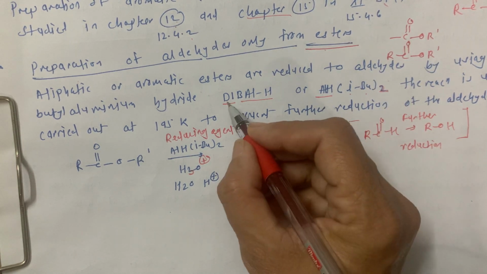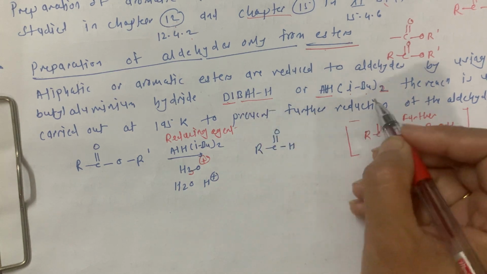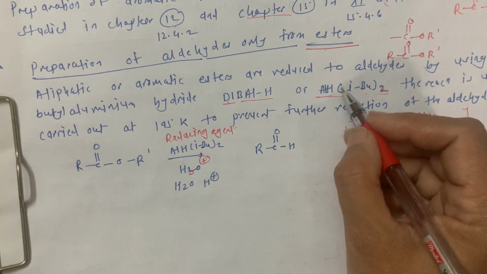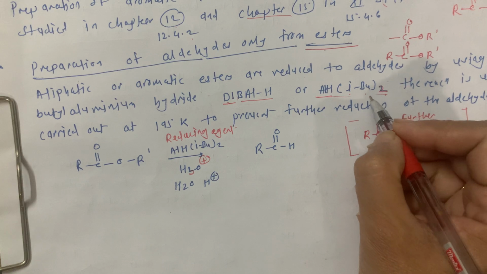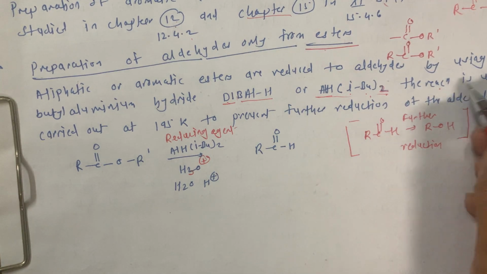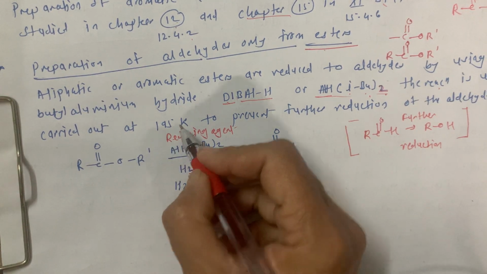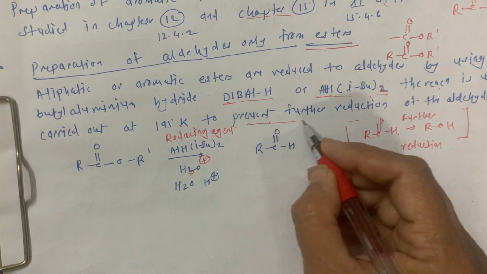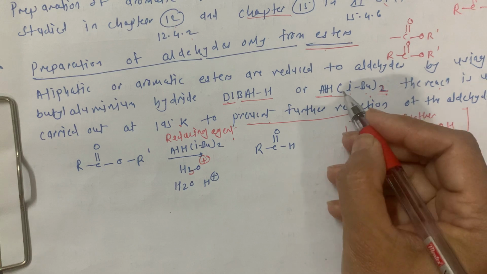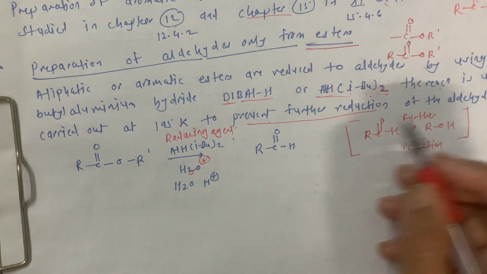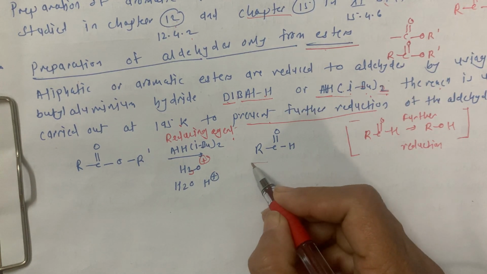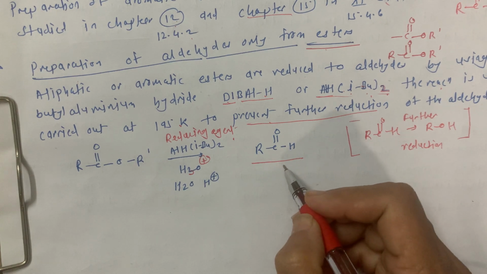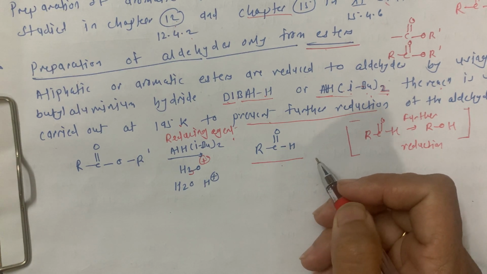We can write DiBALH like this also, or AlH(iBu)2, we can write it like this also. And the reaction is usually carried out at 195 Kelvin. This is a very specific temperature to prevent further reduction, because this is the reducing agent. We don't want further reduction. That's why we have to stop here at aldehyde. We don't want to convert it into benzoic acid.